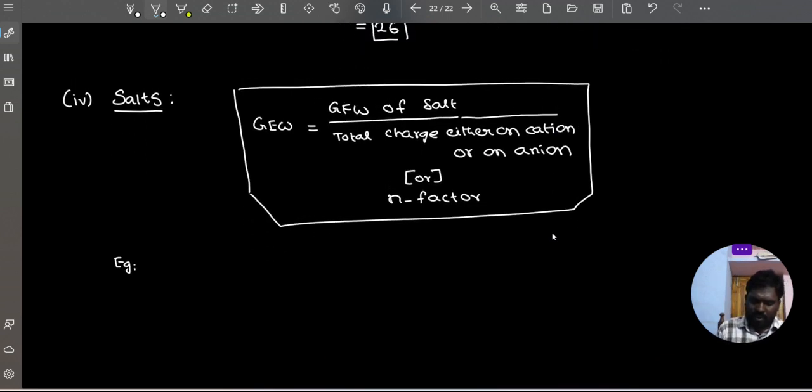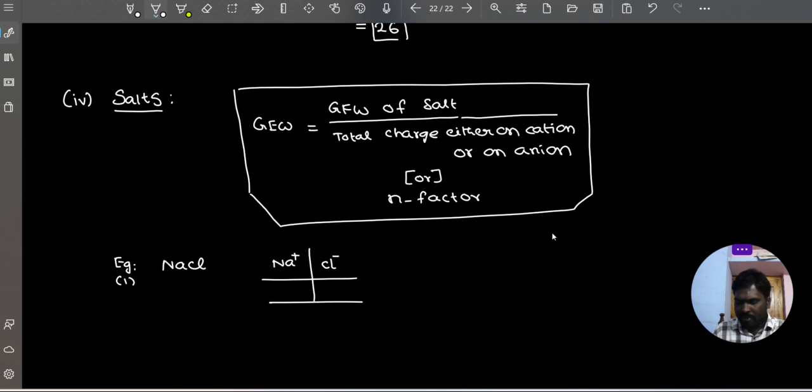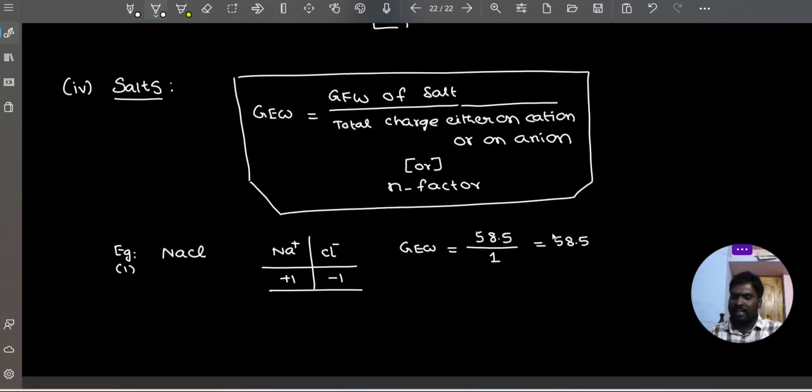Example: sodium chloride. You know this is a salt. How can we write it? Na+ Cl-. Uni positive, uni negative. Now gram equivalent weight equals sodium chloride formula weight 58.5 divided by the charge on cation or anion, +1 or -1, so you can take 1. What is the answer? 58.5.